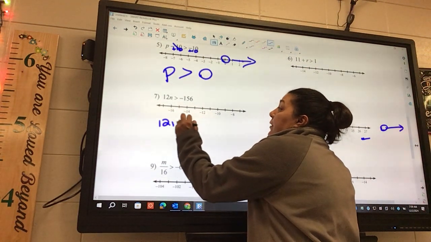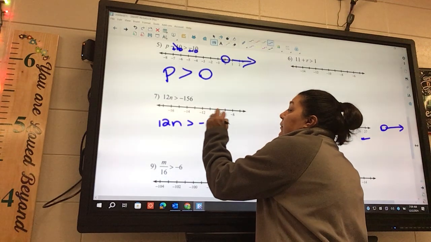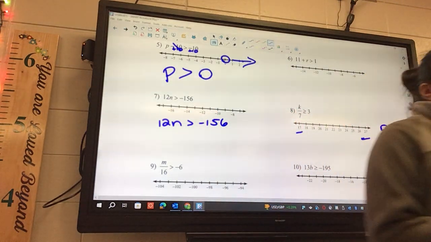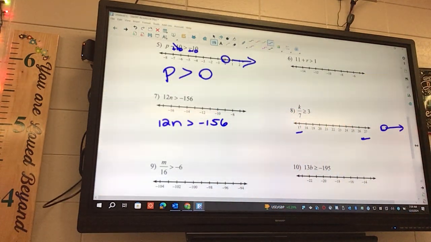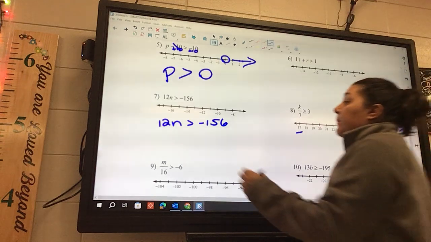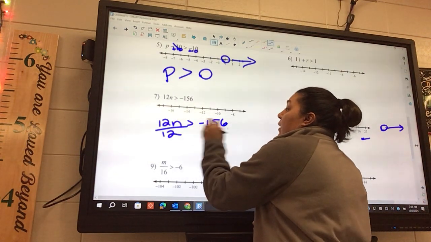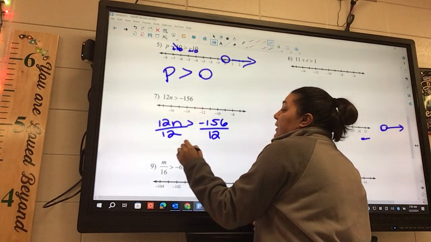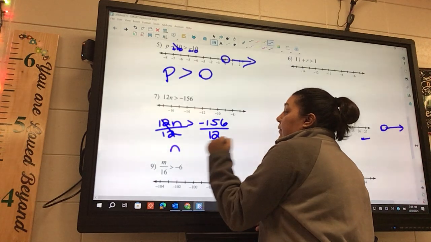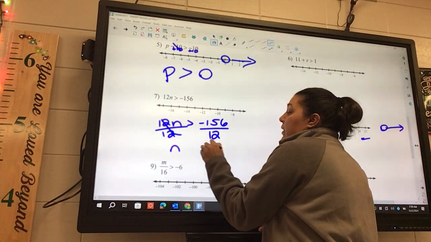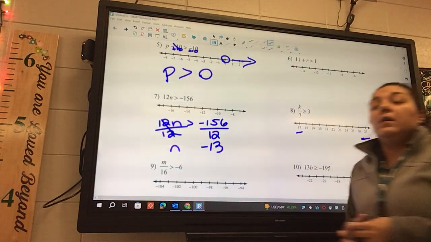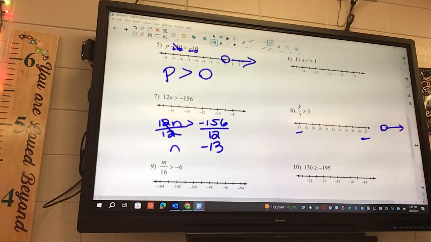7, I'm going to write down here. Okay, what needs done? Who needs moved? The 12 or the 156 for starters? The 12. How do I move that 12? Divide. What is negative 156 divided by 12? Negative 13. Do we need to flip our sign?